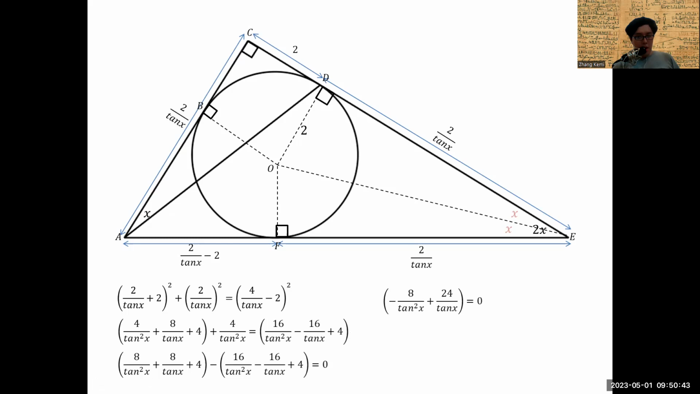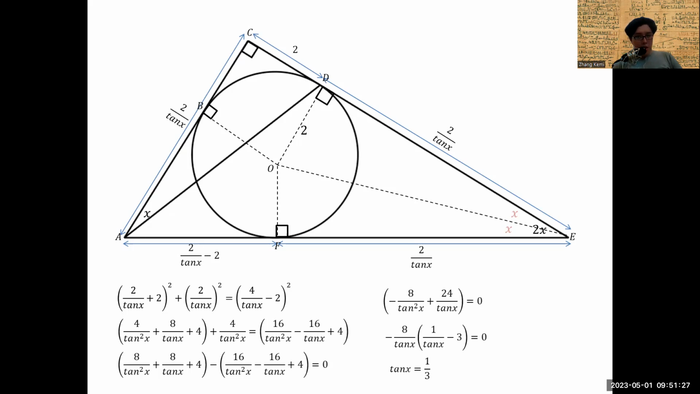So the next step, very simple. I'm going to subtract. So 8 cotangent square x minus 16 cotangent square x, I get minus 8 cotangent square x plus 24 cotangent x. I hope you can see what's going on, because with 8 and 16, the subtract sign turns into an addition sign. So 8 plus 16 is 24 cotangent x. Thus, 4 minus 4 gets 0. Now we have the left-hand side with this expression. Quite simply, I'll just factorize it out. We have minus 8 cotangent x times (cotangent x minus 3) equals 0.